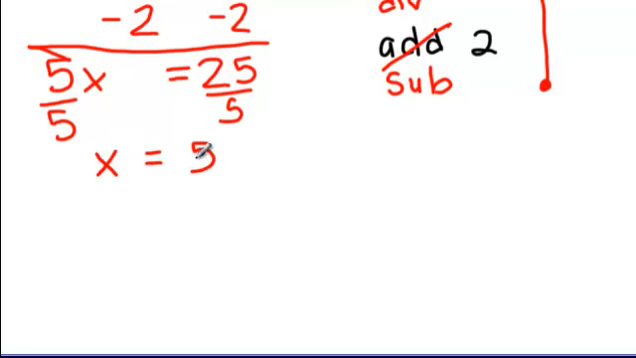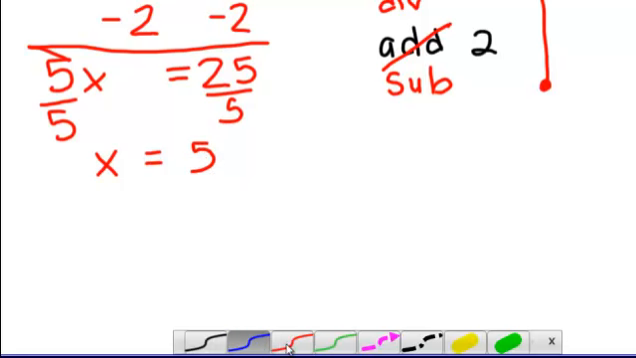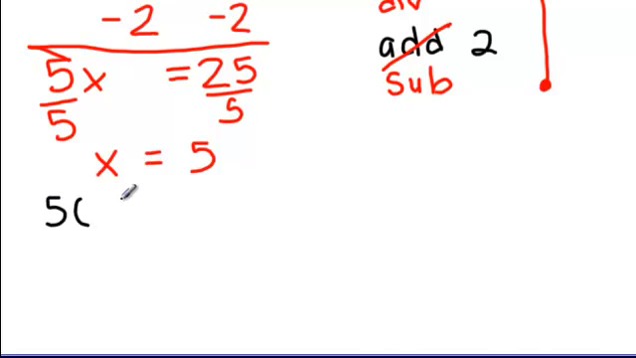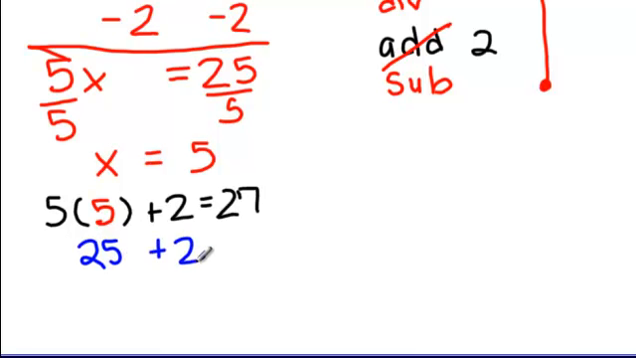Now, suppose I want to know if that's the correct answer. Well, all I have to do is plug in that value for x. So I have 5 times x is going to go there, plus 2 equals 27. And we just found out that x equals what? 5. So what is 5 times 5? 25 plus 2. Does that equal 27? Yes, it does. So it is correct. Let's try another multi-step equation.